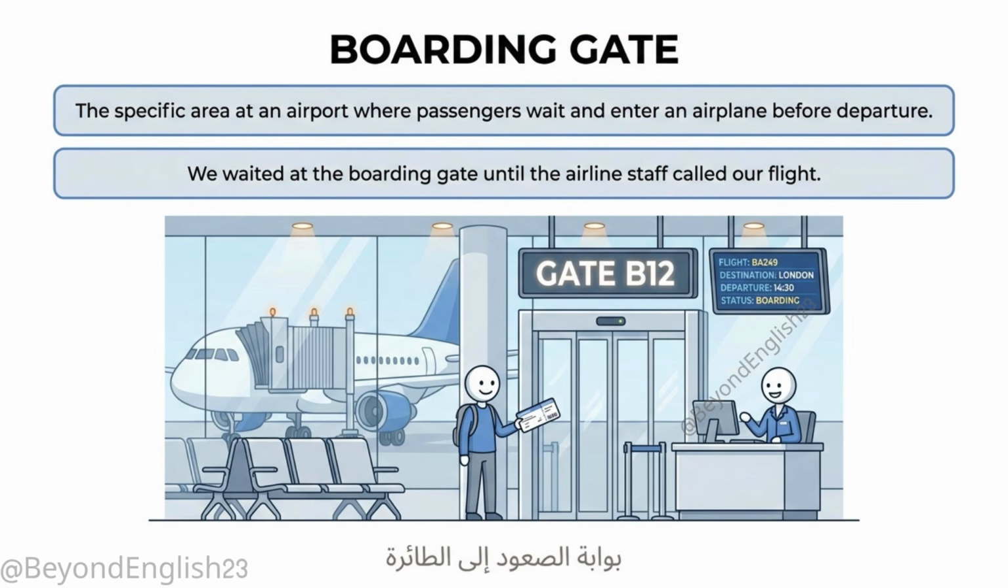3. Boarding gate. A boarding gate is the area where passengers wait before entering the airplane. It is where airline staff check boarding passes and allow passengers to board through the jet bridge or airport stairs. Example, passengers were waiting at the boarding gate for their flight to begin boarding.